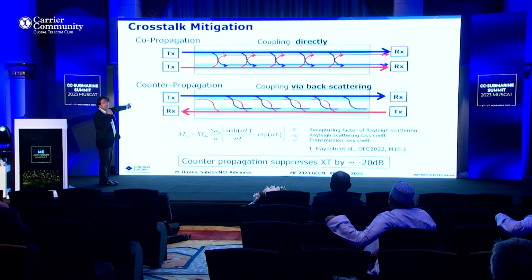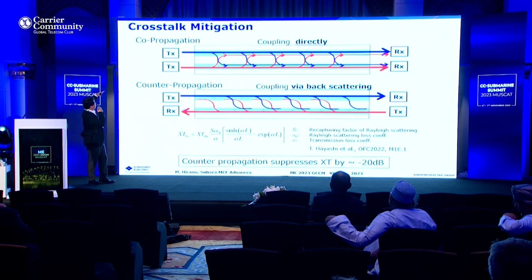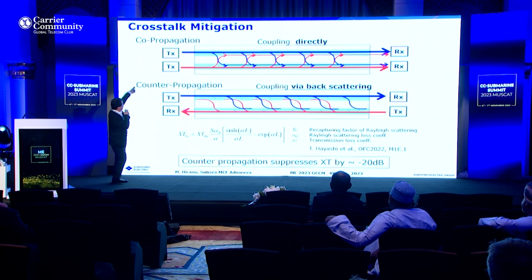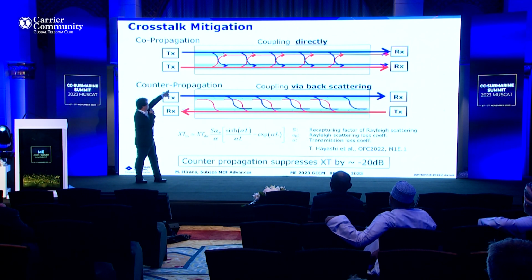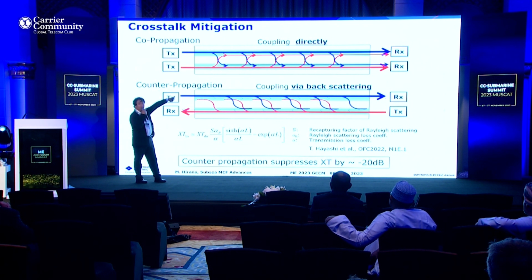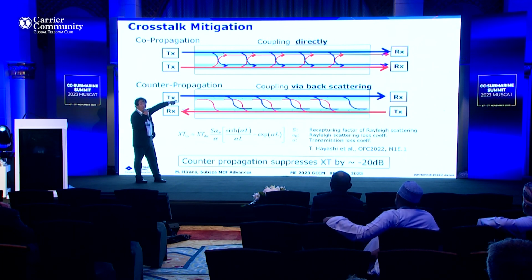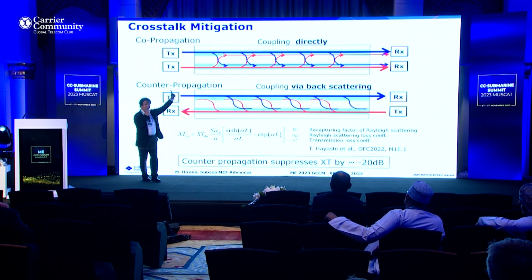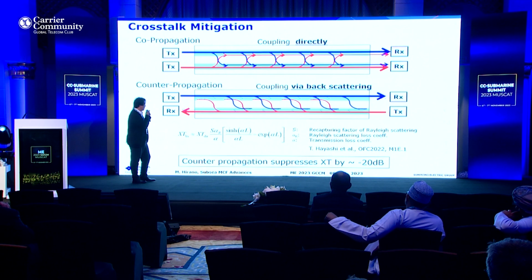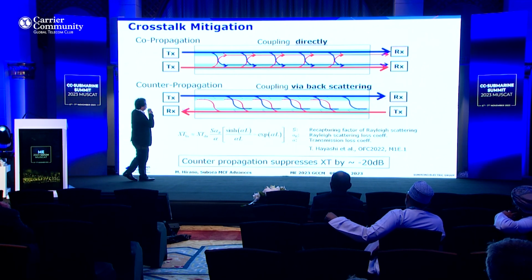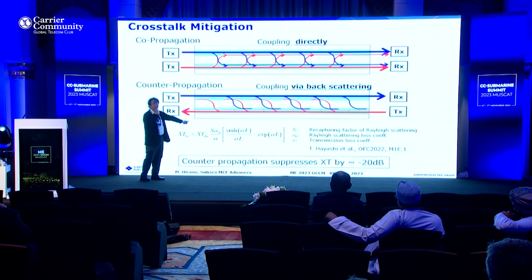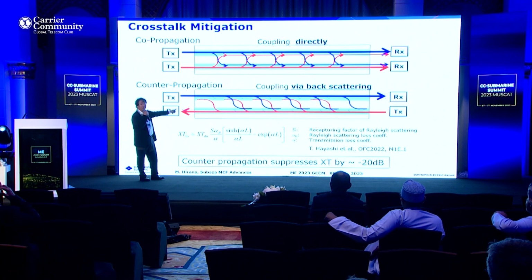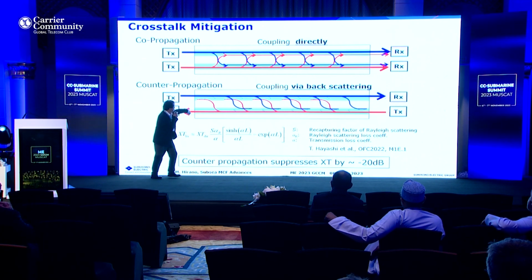This is a co-propagation scheme. The signals transmit in the same direction, and the coupling effect happens. Then this coupled signal can become noise, the crosstalk to the other red signal. In the counter-propagation scheme, the coupling efficiency is the same as the co-propagation. This is decided by the fiber parameter.